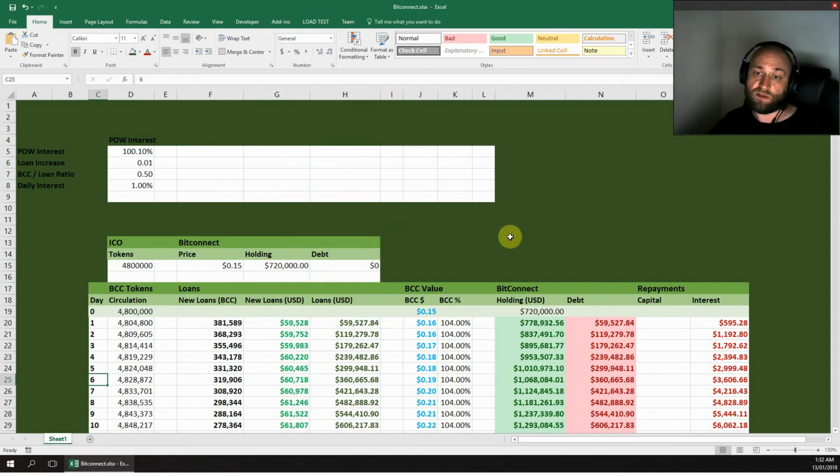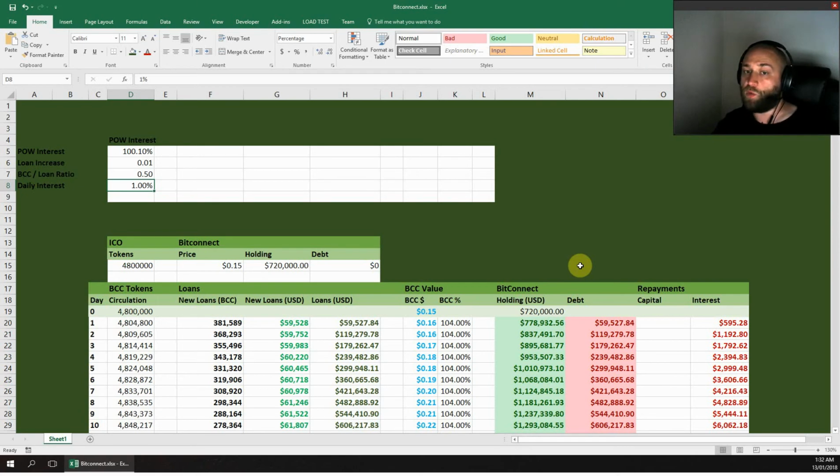Now, something I should mention is that beyond building this around the idea of 150-day loan terms, I've also built it around an average of 1% interest per day. Obviously Bitconnect's interest varies, but from what I can see that's roughly the average, sometimes higher, sometimes lower, but it's good enough to present the principles of this.